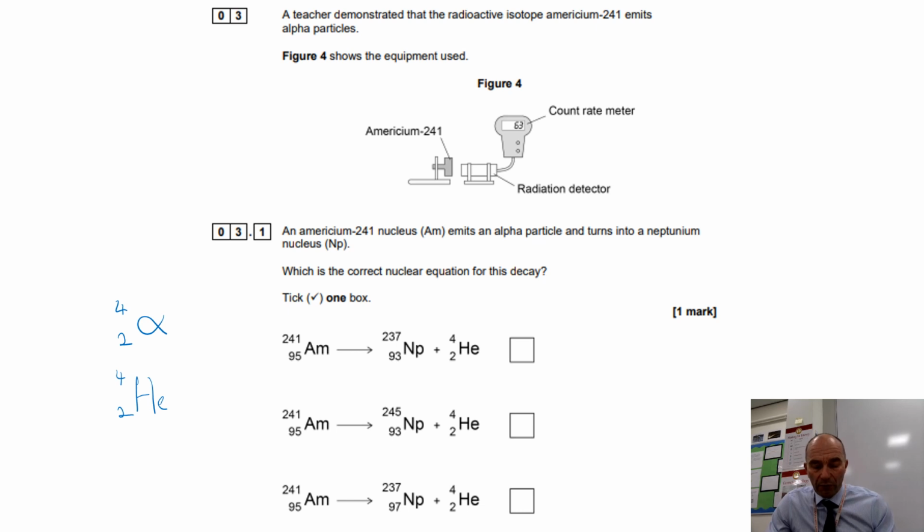Now, here, if we're losing 2 protons and 2 neutrons from our nucleus, we need to take 2 off the bottom number, off the 95. So we need to be looking for the options which give us 93. So we've got those 2 possibilities. Now, we're losing 4 off the mass, so we need to take 4 from the 241, and that should give us 237. So it means that the top, the first option, is the correct option to go for.